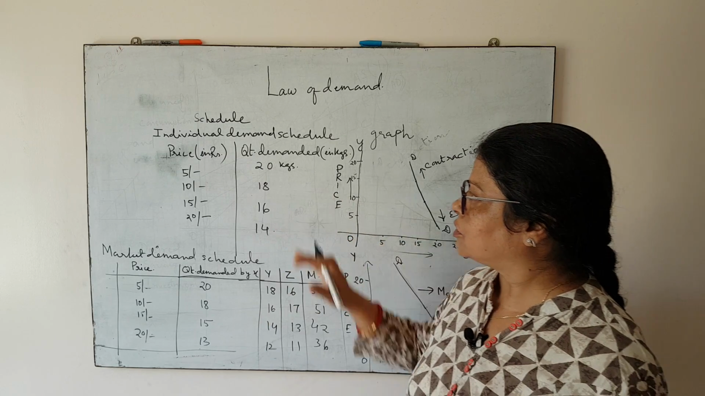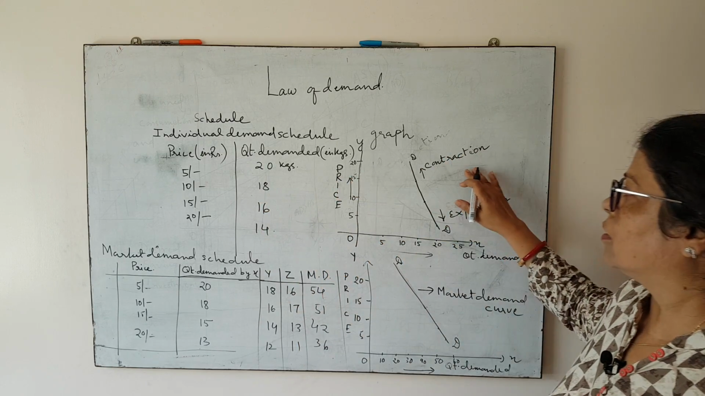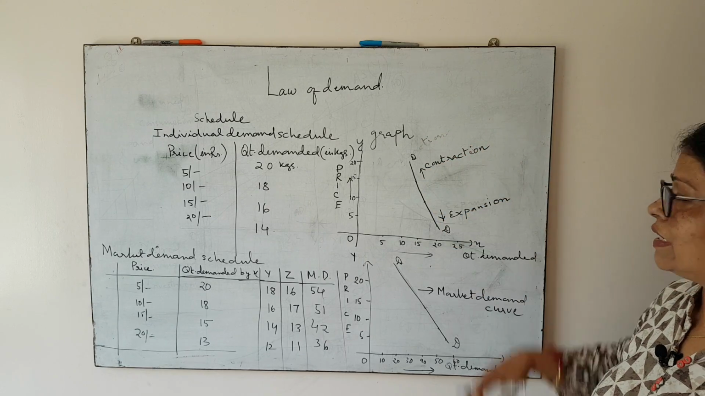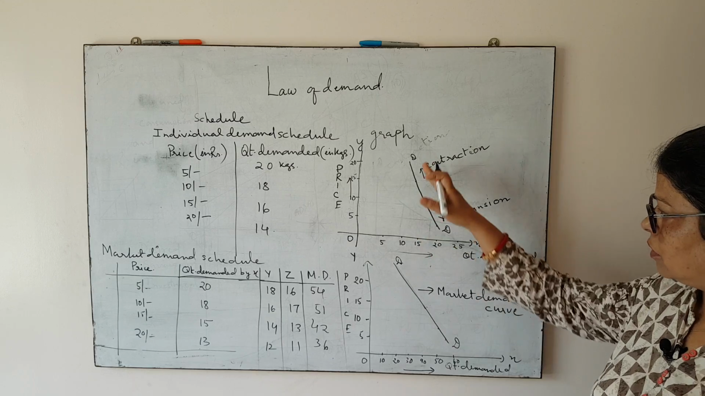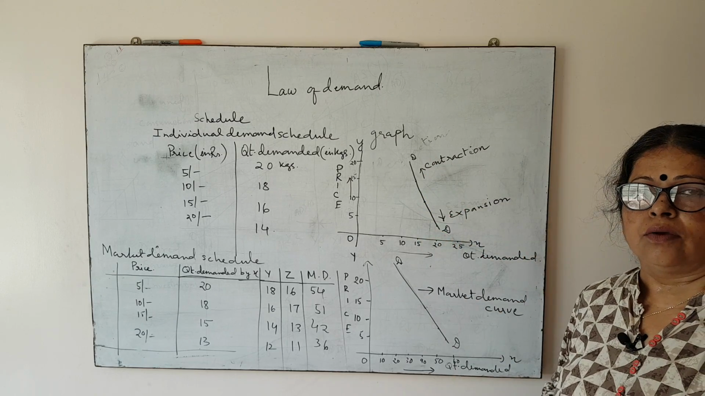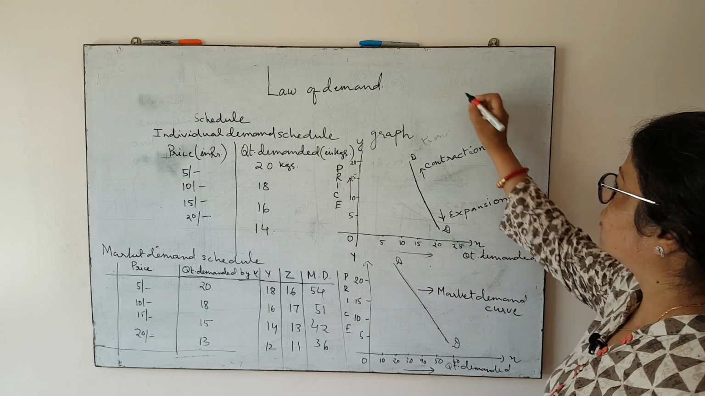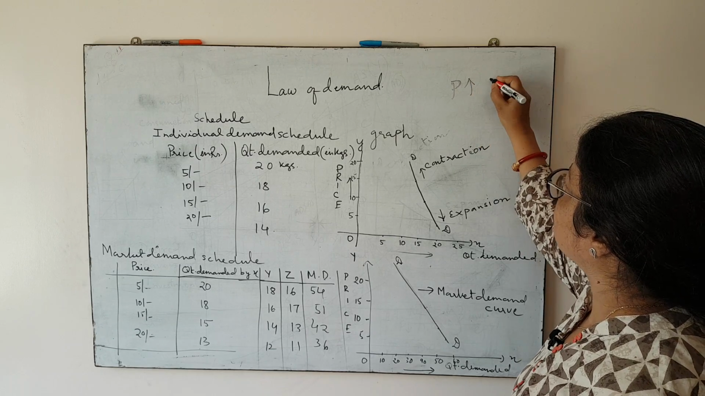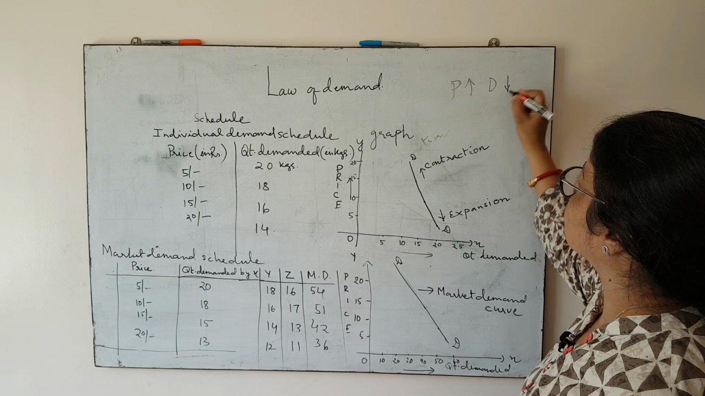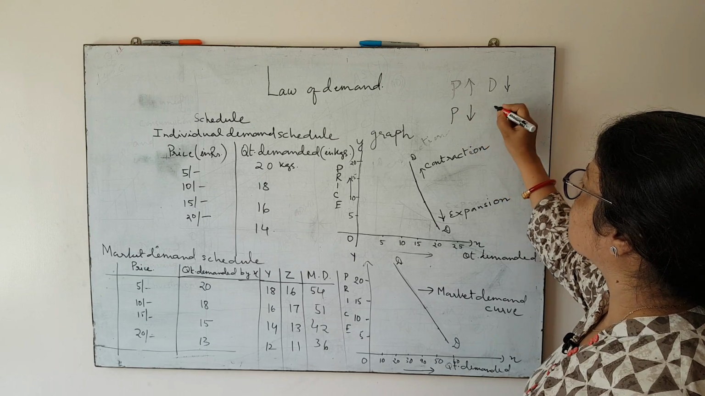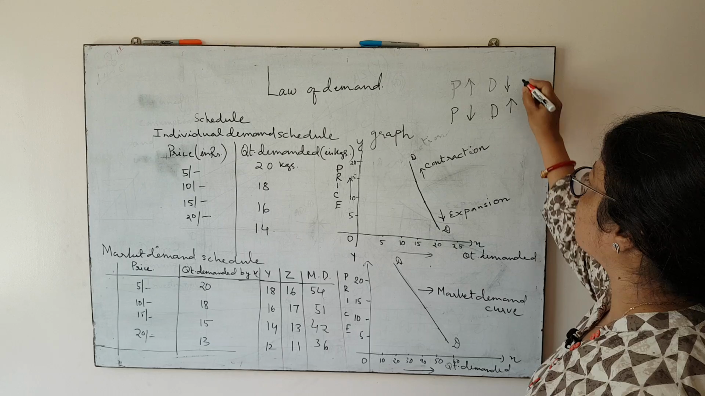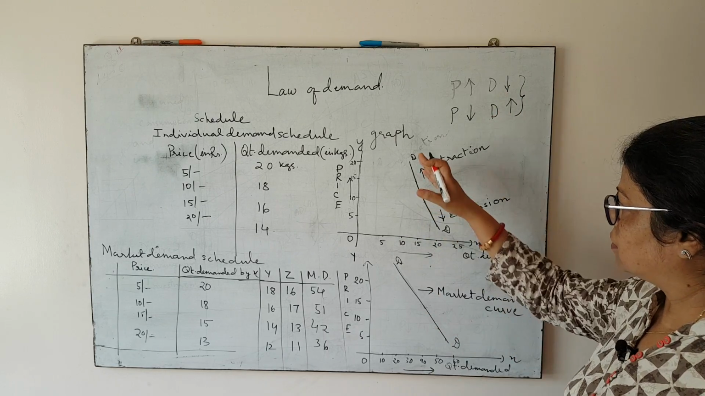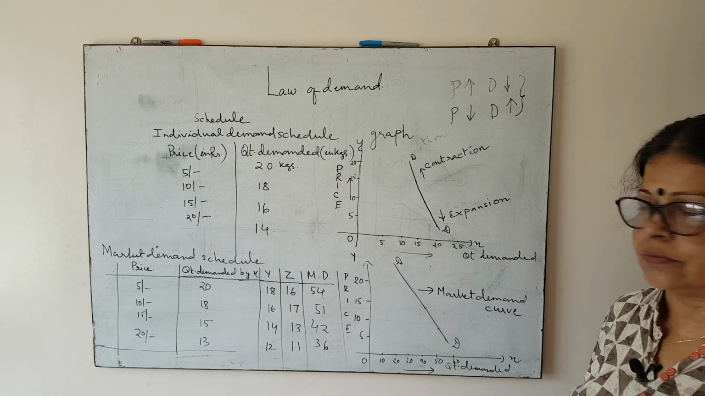Now, after this schedule, you have to draw the curve. You can see that the demand curve is negatively sloped, or a downward falling curve. Why is it negatively sloped? Because when price rises, quantity demanded is less, and when price falls, quantity demanded is more. It means they are inversely related with each other. Thus, the curve is a downward sloping curve.